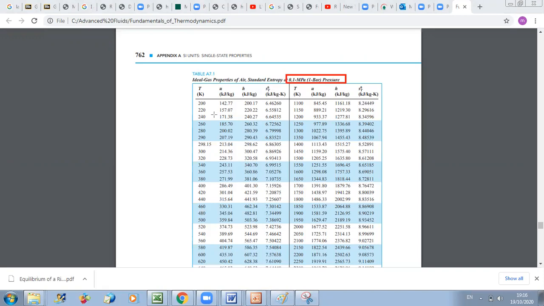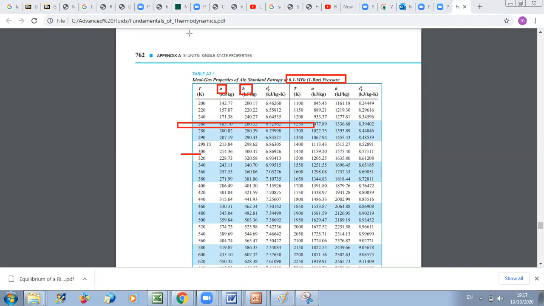Sometimes in some problems, they can give you the temperature, and based on the temperature, you can get the value of U or H. In an open system, we will deal mainly with H, while in a closed system, we will deal with U. So now, for example, what if I have a temperature that is not in this table? For example, if I want to find at 310?